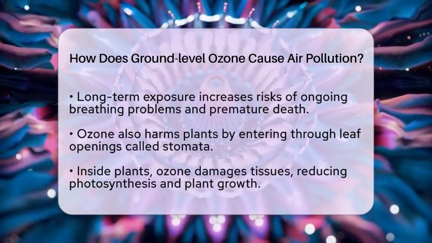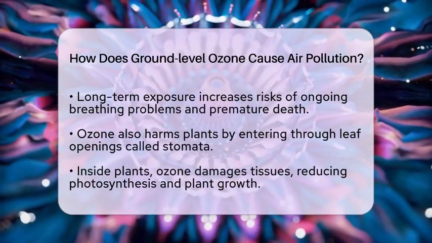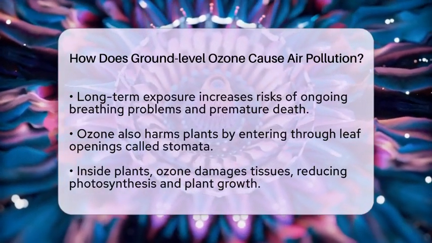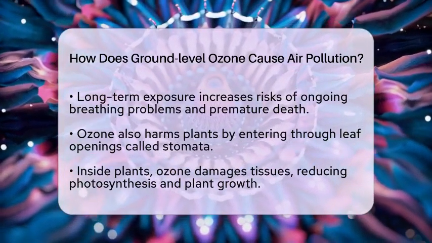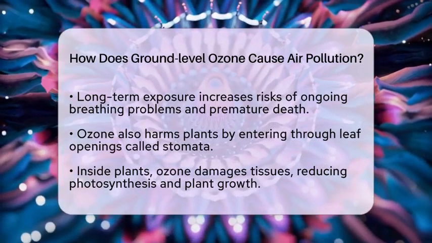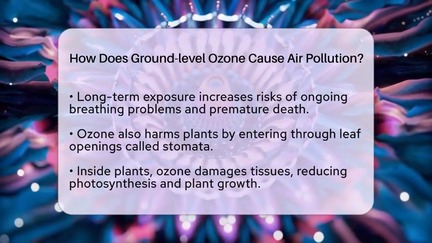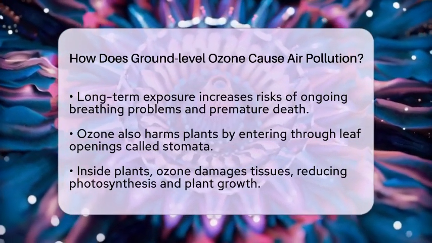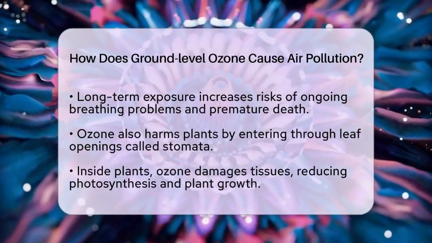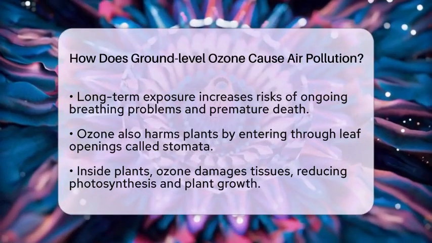Long-term exposure to ozone is linked to ongoing breathing problems and can increase the risk of premature death from heart or lung diseases. But ozone's impact isn't just on people. It also harms plants by entering through tiny openings called stomata on their leaves. Once inside, ozone damages leaf tissues, which reduces the plant's ability to photosynthesize. That's how plants make their food using sunlight. When photosynthesis is impaired, plants grow less, and crop yields can drop.